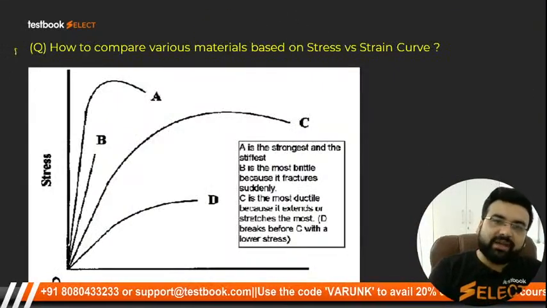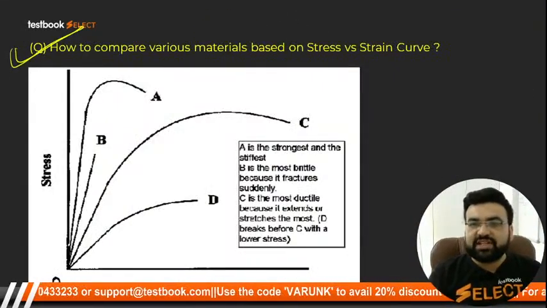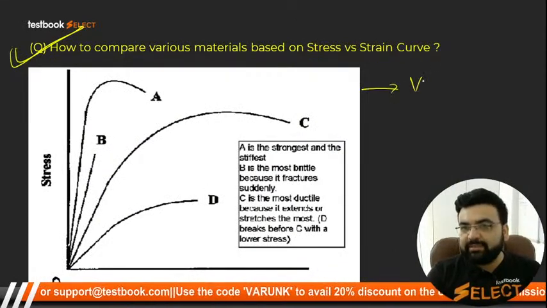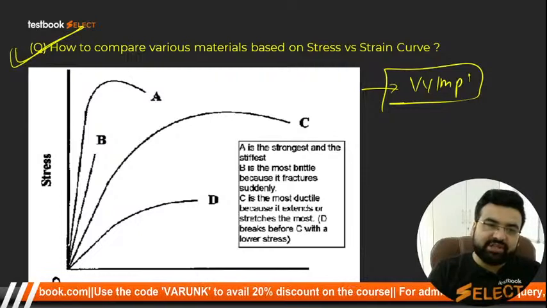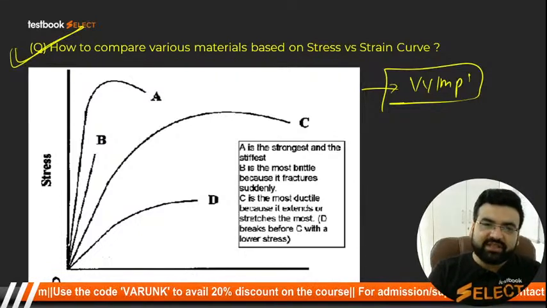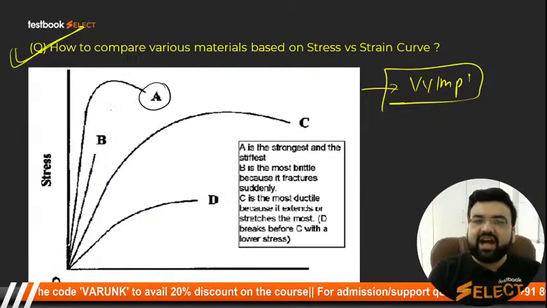Then how do we compare the various materials based on the stress versus strain curve? For the GATE exam, this is very, very important. See students, you can see from this particular figure, let me change the marker. Now if you see this, this is my A. So A is highly ductile.